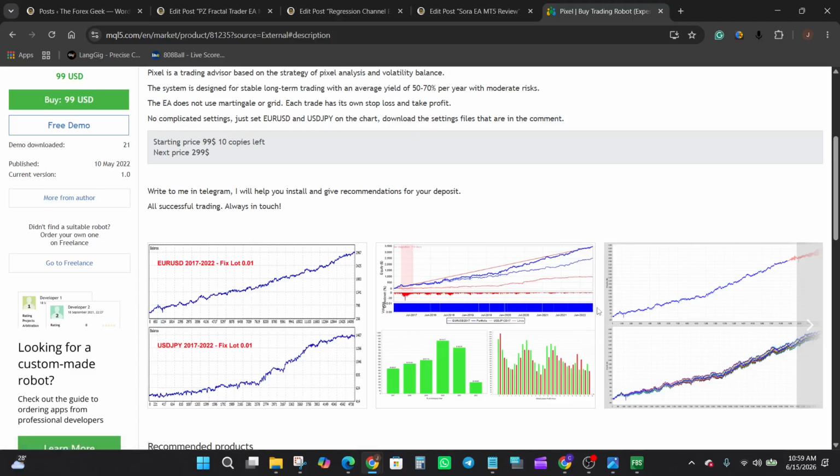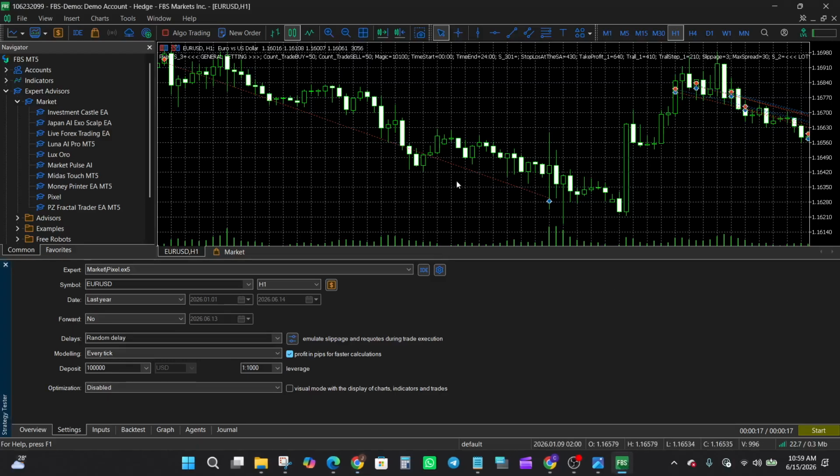Let's head over to our strategy tester right now. Let's see how this EA performed in 2026. So we are testing the Pixel EA on Euro USD, which is one of the recommended pairs, and we're testing it on the H1 time frame. We are running the test from the beginning of the year, 1st January 2026 till date. That covers about 5.5 months of data. And for the delays, we're using the random delay and we're using every tick modeling.